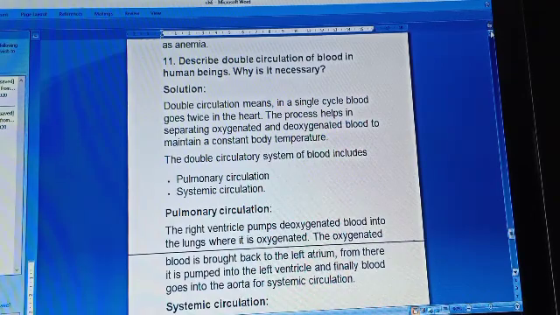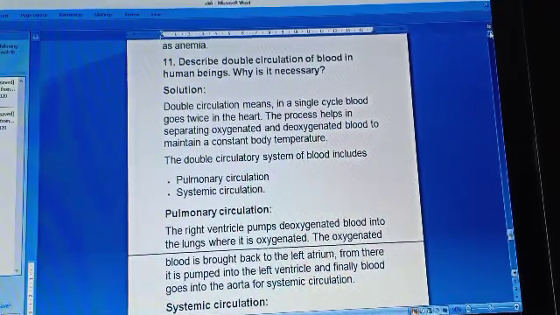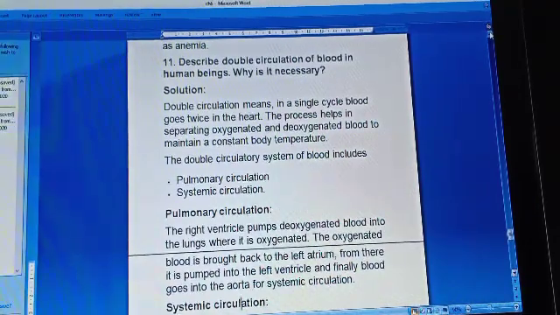The double circulatory system contains both the pulmonary circulation and the systemic circulation. In the pulmonary circulation, the right ventricle pumps deoxygenated blood into the lungs, where it is oxygenated.